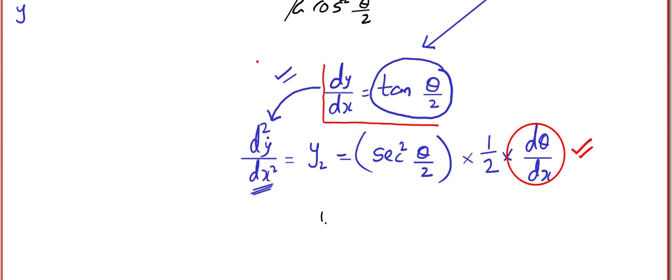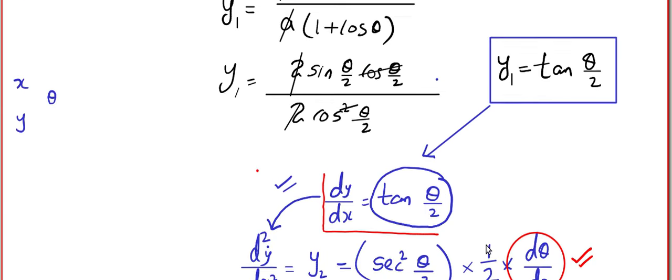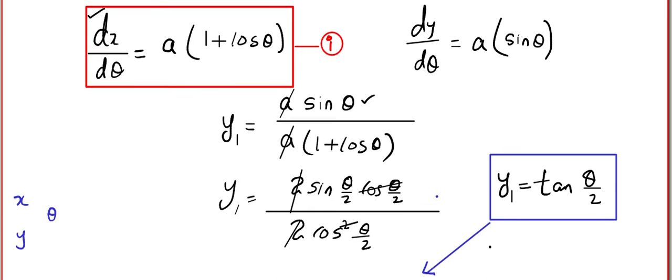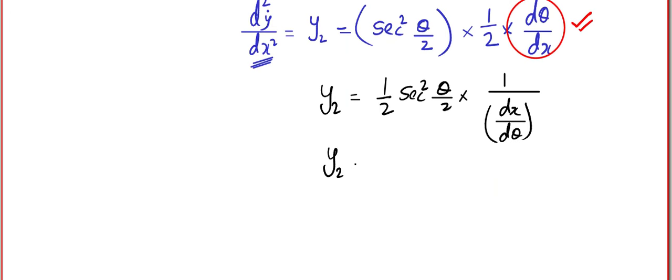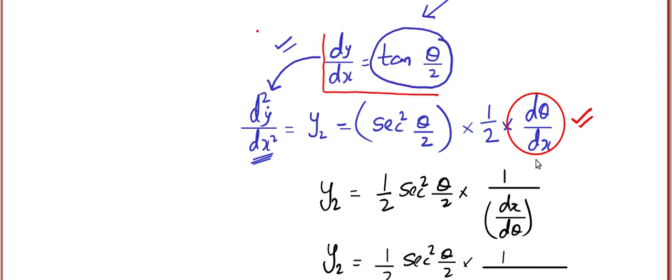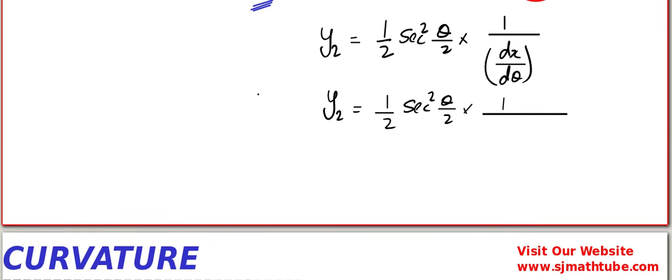Anyway, it's very easy to find. y2 is equal to 1 by 2 sec square theta by 2 multiplied by, I'm going to put this as 1 by dx by d theta. Do you remember? I asked you to put something in a box. Our dx by d theta. So now we plug in our dx by d theta. So 1 by 2 sec square theta by 2 multiplied by 1 by, by the way, I think I'll apply the half angle formula directly, no need for any drama. So a into 2 cos square theta by 2, and you can put it by equation 1.